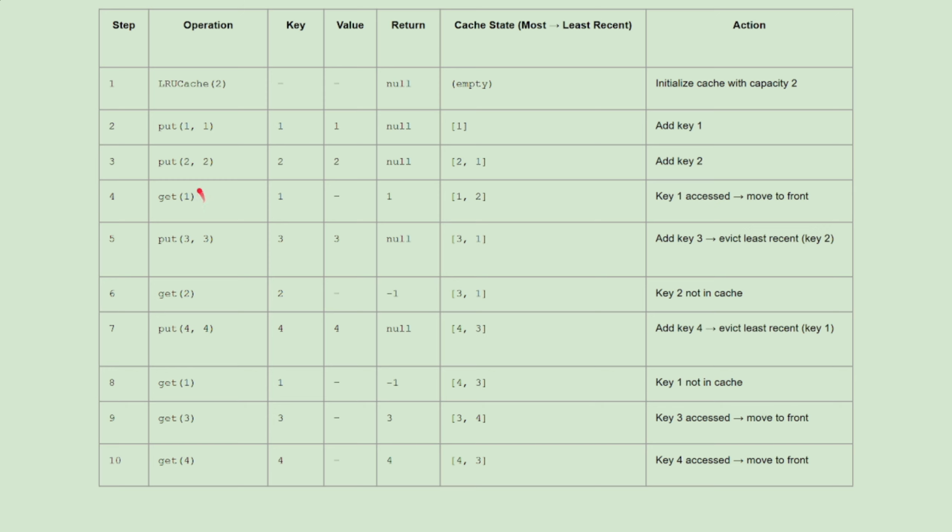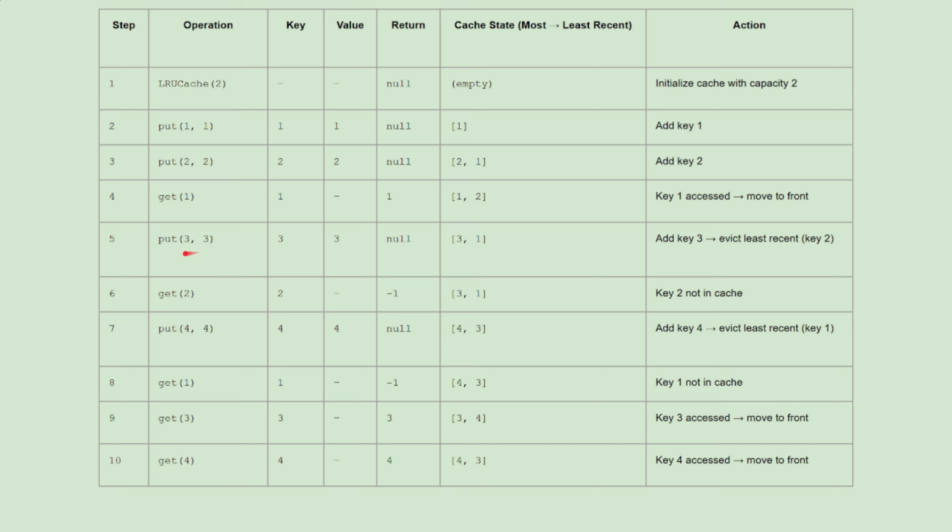So when we are going to do get, you will see that we are getting 1 and we are returning the value 1, and this is the key. So when we are getting the key 1, we will get the value 1, and the cache will update to 1 2. Understand?